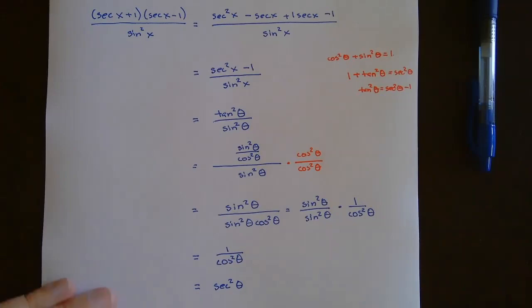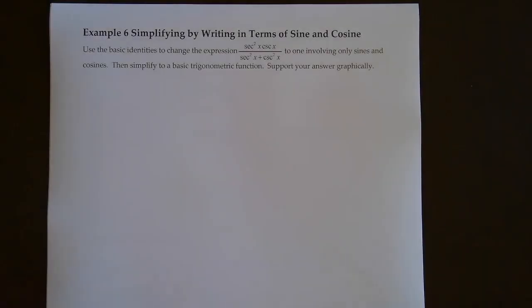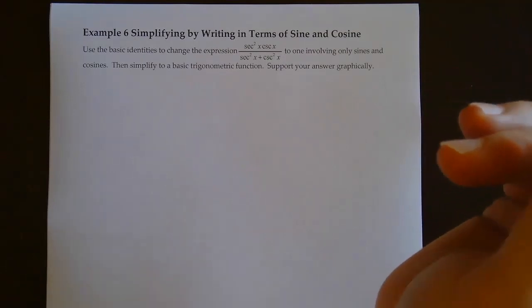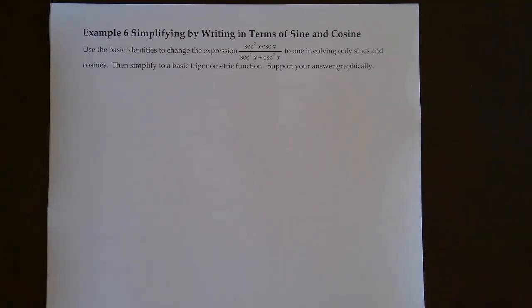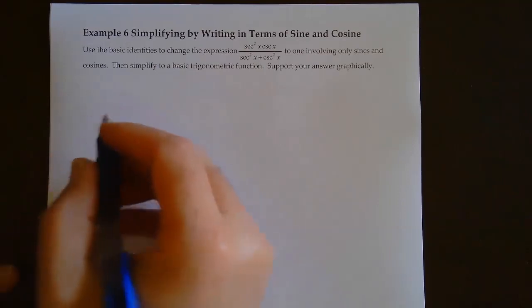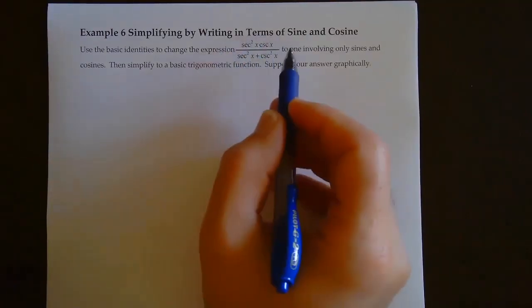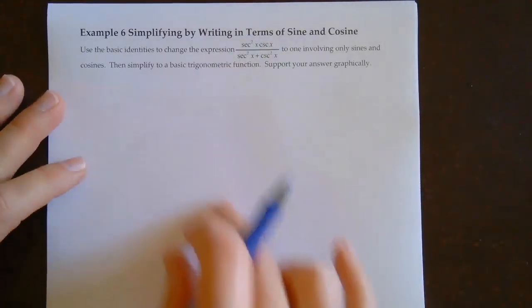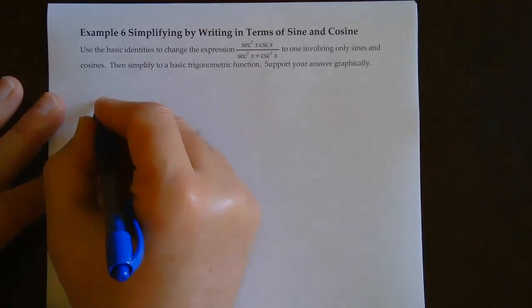All right, let's go to example 6, and that'll be our last. Okay, so I want to take this trig expression, secant squared x cosecant x over secant squared x plus cosecant squared x, and write it in one involving only sines and cosines, and then I want to simplify it to a basic trig function. Okay, so I'm telling you how to do it, okay? You want to switch everything to sines and cosines, okay? And then we're going to clean it up and see what we have left, okay? So you have to start with what we're trying to simplify, okay? And with a chain of equals, okay, you're going to show that it's equal to something else, okay?